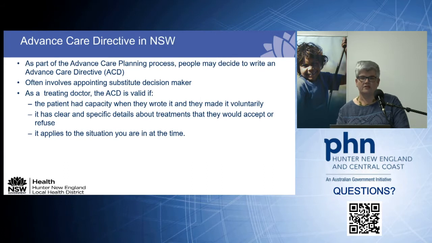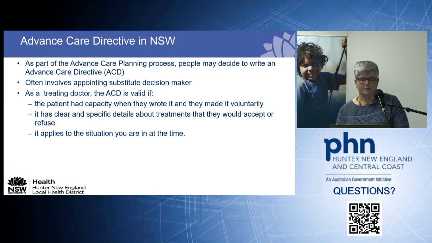It's important to know that the legislation related to advanced care planning and advanced care directives is related to the state that you live in. We live in New South Wales, so our legislation is related to New South Wales. In New South Wales, an advanced care directive is a plan that's written down, but in order for it to be called an advanced care directive, it has to involve the following things. The person has to have capacity to write an advanced care plan, and they must do it voluntarily.